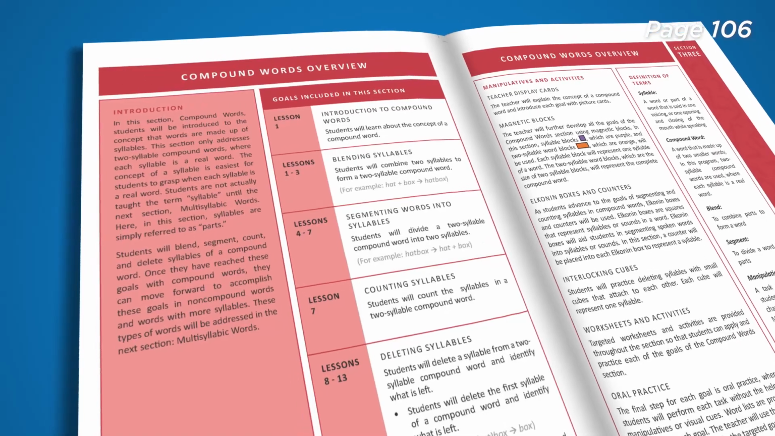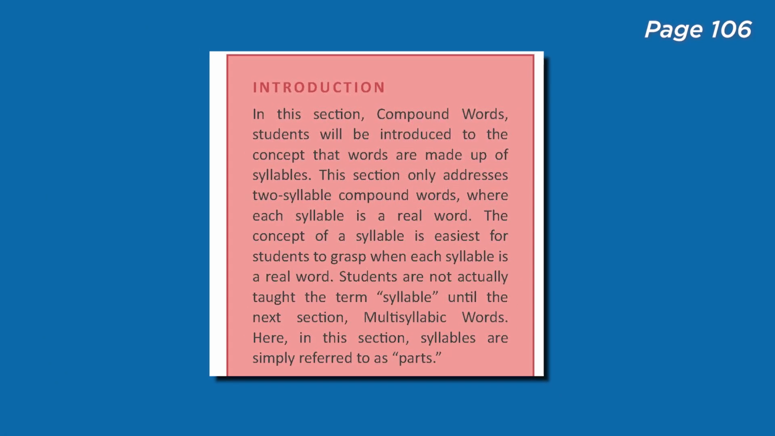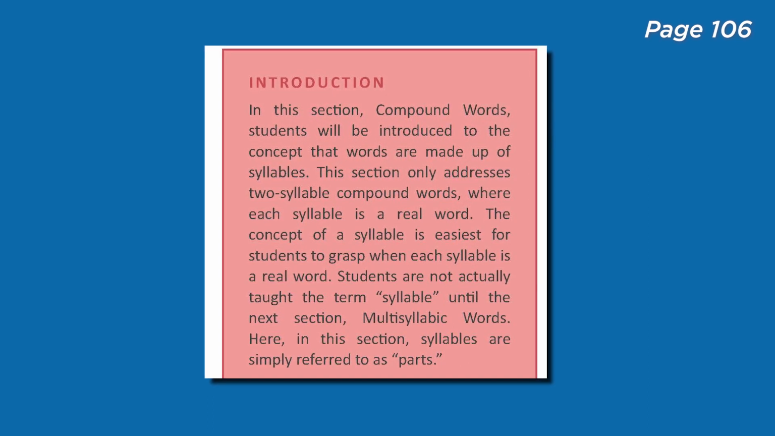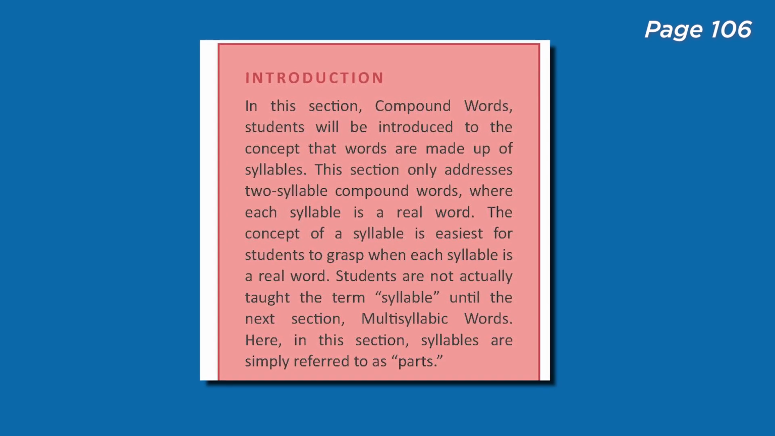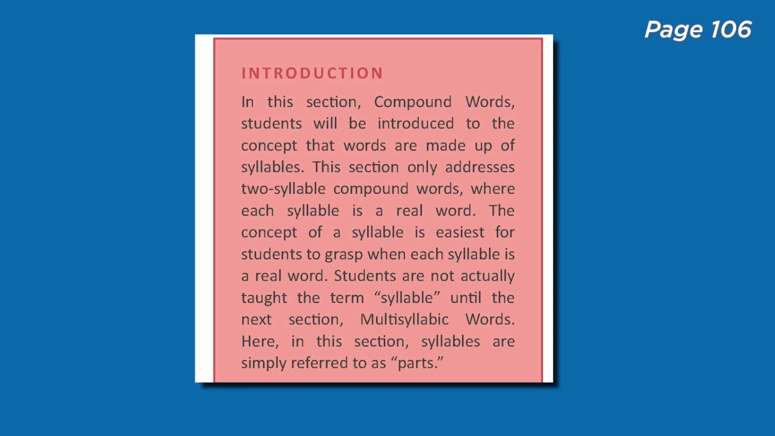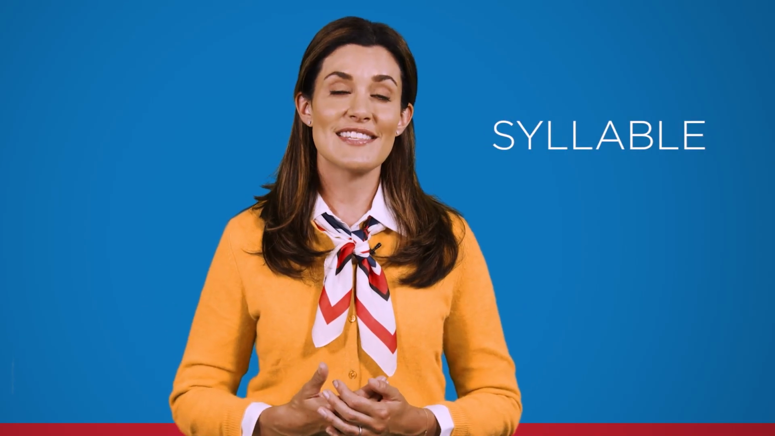Introduction. In this section, compound words, students will be introduced to the concept that words are made up of syllables. This section only addresses 2-syllable compound words where each syllable is a real word. The concept of a syllable is easiest for students to grasp when each syllable is a real word. Students are not actually taught the term syllable until the next section, multisyllabic words. Here in this section, syllables are simply referred to as parts.